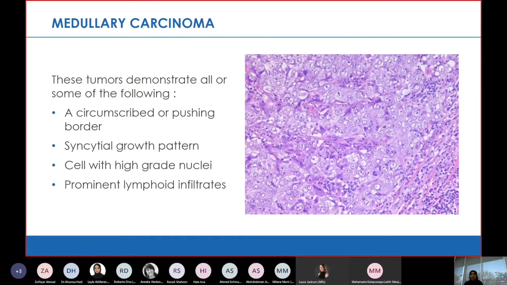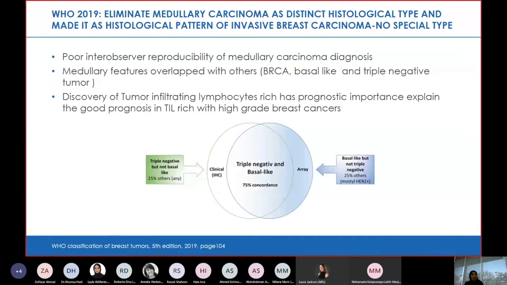Interestingly, the prominent lymphoid infiltrate was not one of the criteria in the 1st edition. And then you will come to know that this criterion became the most important one, maybe in the next slide. So, the changes in the WHO 2019: they eliminated medullary carcinoma as a distinct histological type and regard this as a histological pattern of invasive breast carcinoma of no special type.